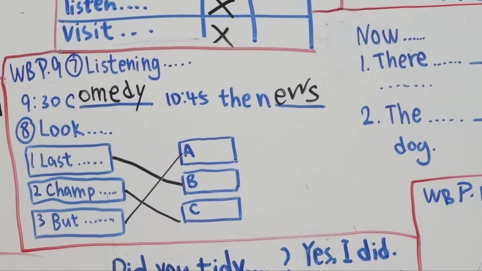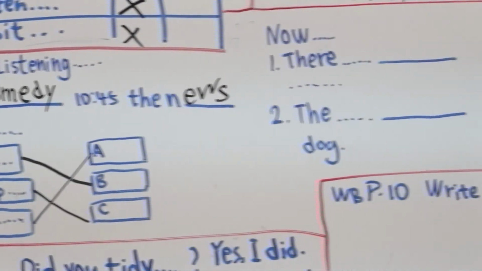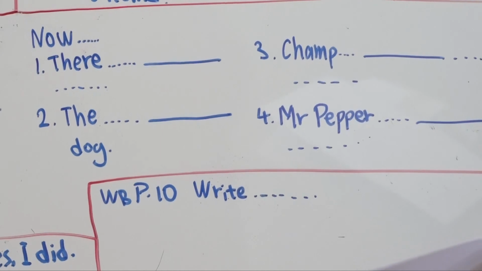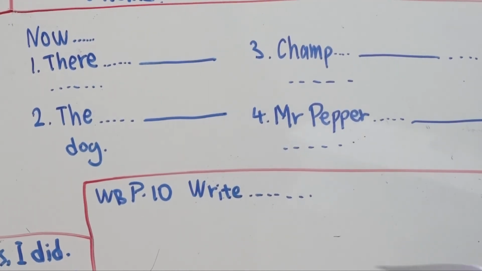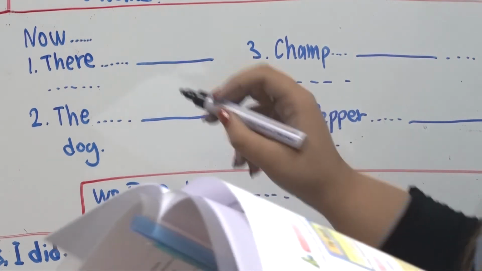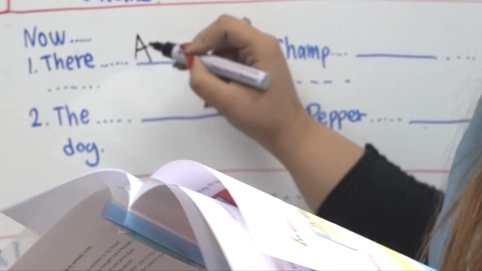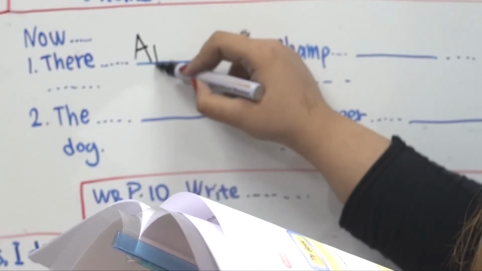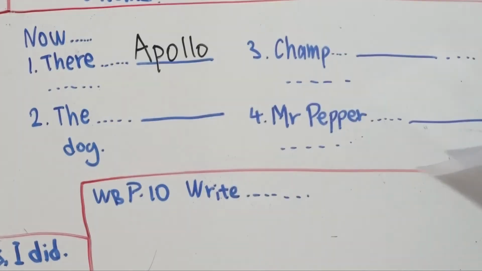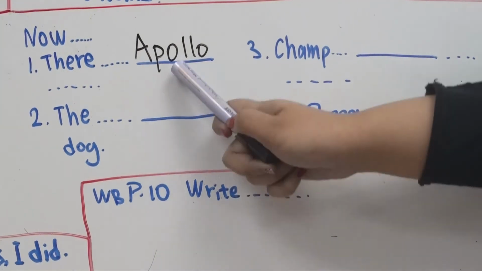Now you have to read again and fill in. So let's do this part together. It says, number 1. There was a comedy at the Apollo Theater last weekend. What was the name of the theater? Apollo, right? So that should be Apollo. Remember, it is the name of the theater.